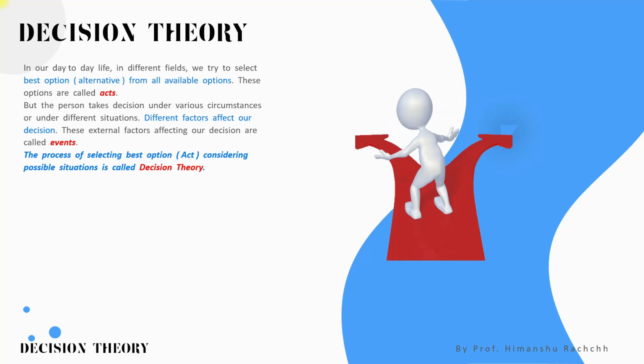But the person takes decisions under various circumstances or under different situations. These different situations or different factors affect our decision. These external factors affecting our decision are called events. The process of selecting the best decision or the best option considering possible situations is called decision theory.